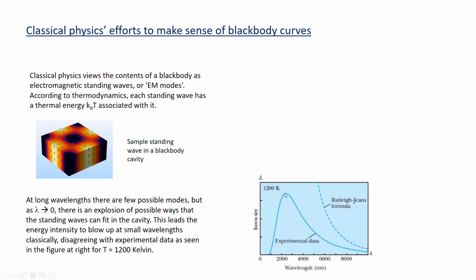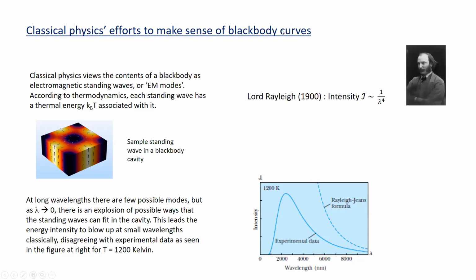This is the experimental data. As we go to smaller wavelength, it hits this peak, as we've seen, and drops back down to 0. But the classical prediction, which is called the Rayleigh-Jeans formula, as I'll show you Rayleigh and Jeans in a second, blows up. It starts off matching at long wavelength pretty well, because there are a few modes, but then it diverges from the experimental data and eventually just blows up here and does not match the experimental data.